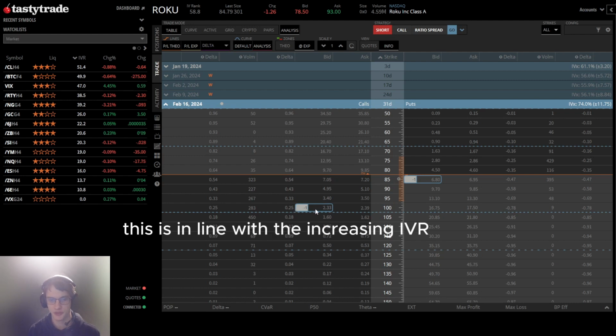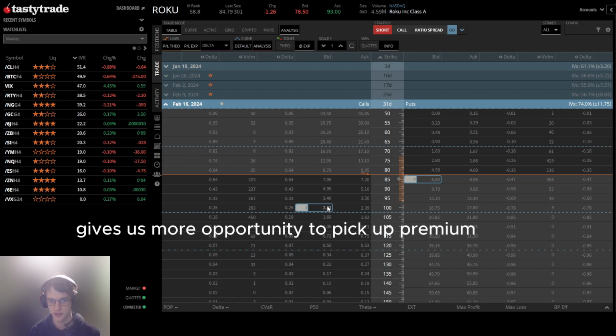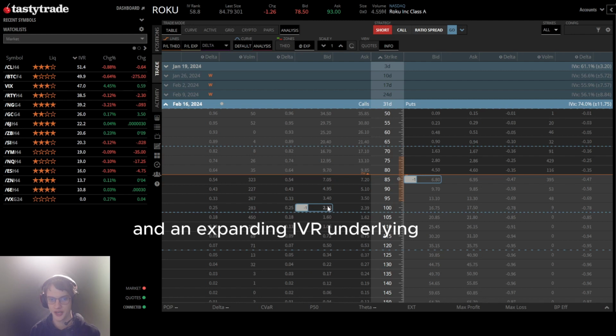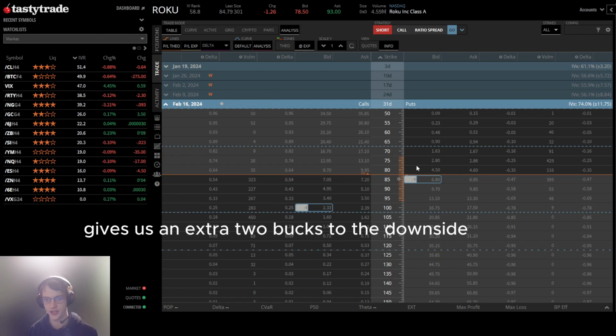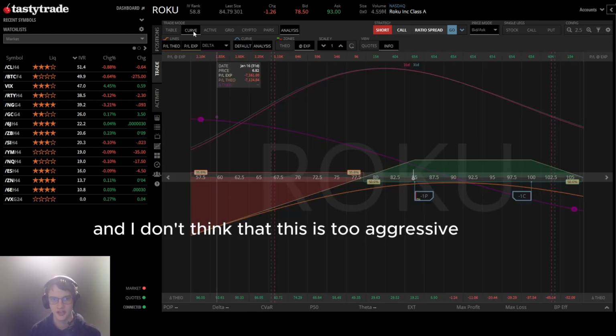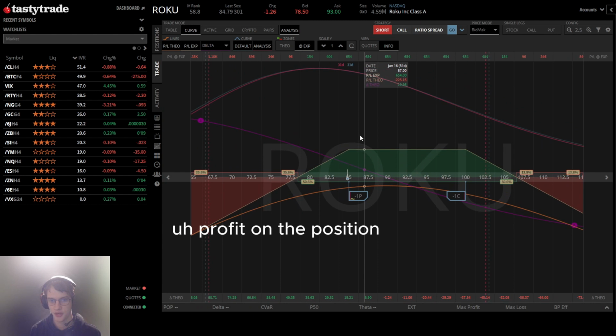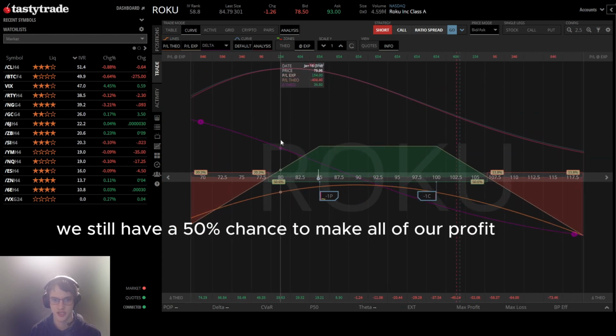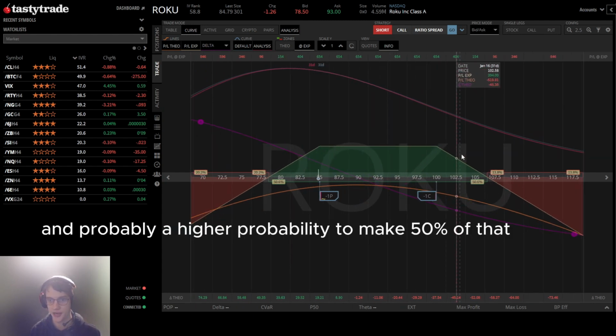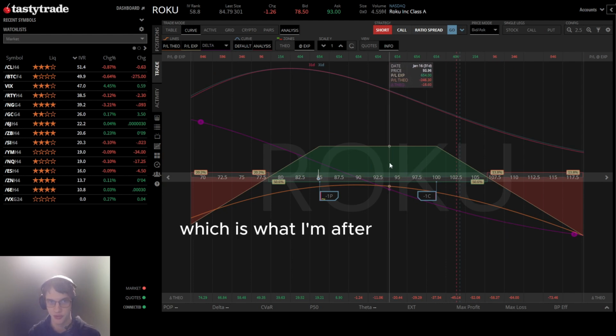This is in line with the increasing IVR, gives us more opportunity to pick up premium in an expanding IVR underlying, gives us an opportunity to do so in a cycle that's before earnings, gives us an extra $2 to the downside, and I don't think that this is too aggressive. If we look at the overall profit on the position, we still have a 50% chance to make all of our profit, and probably a higher probability to make 50% of that, which is what I'm after.